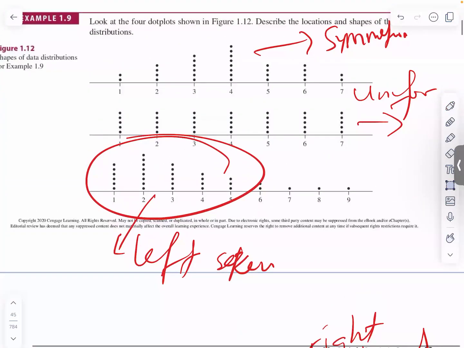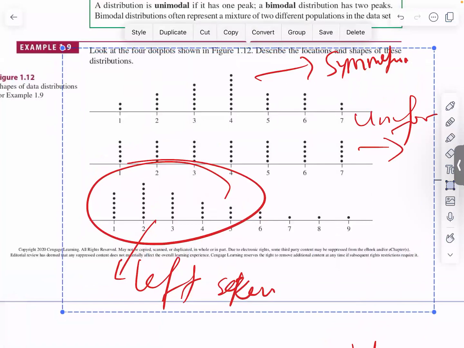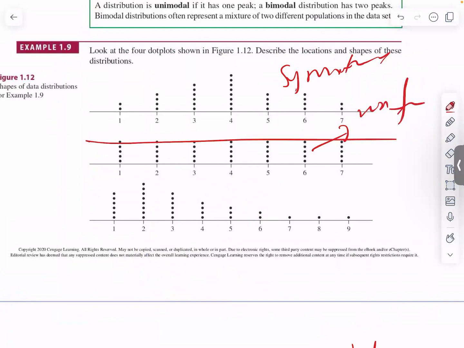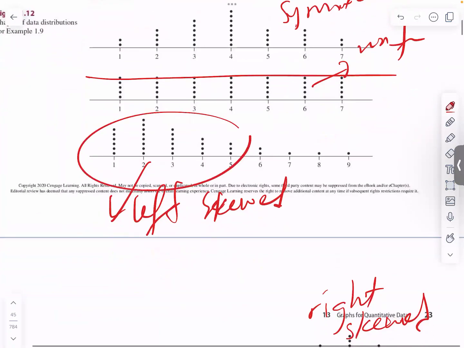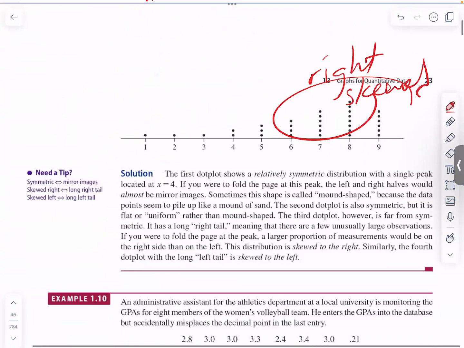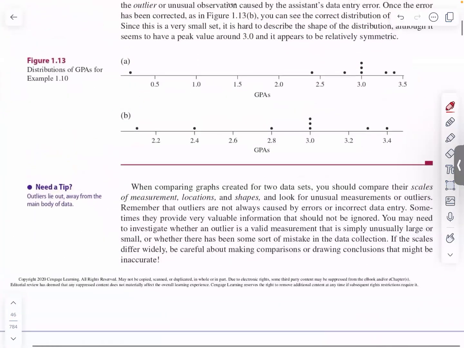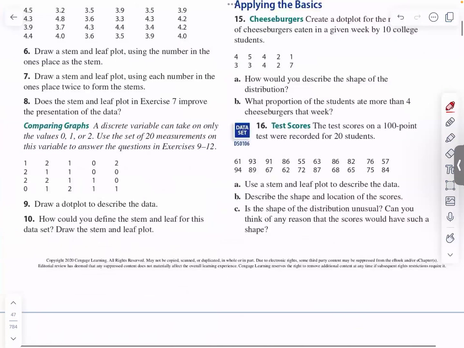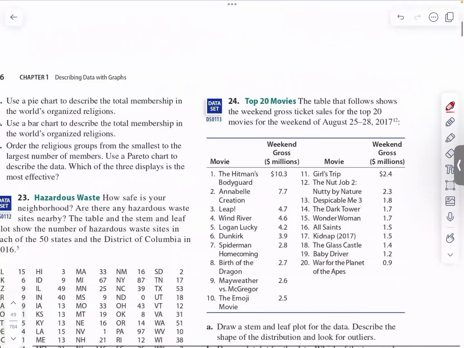So once again, let's look at those things again. This is symmetric, almost the same shape to the right and to the left. This is uniform, all the same thing. This is left skewed. Most of them fall to the left side, and this is right skewed, okay? All right, so this is a dot plot, which I'm not going to do again. I think that should be it for now.